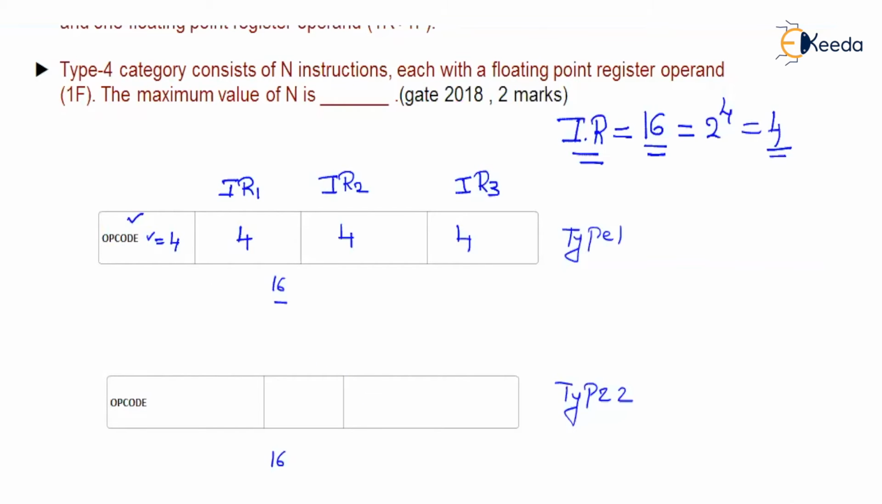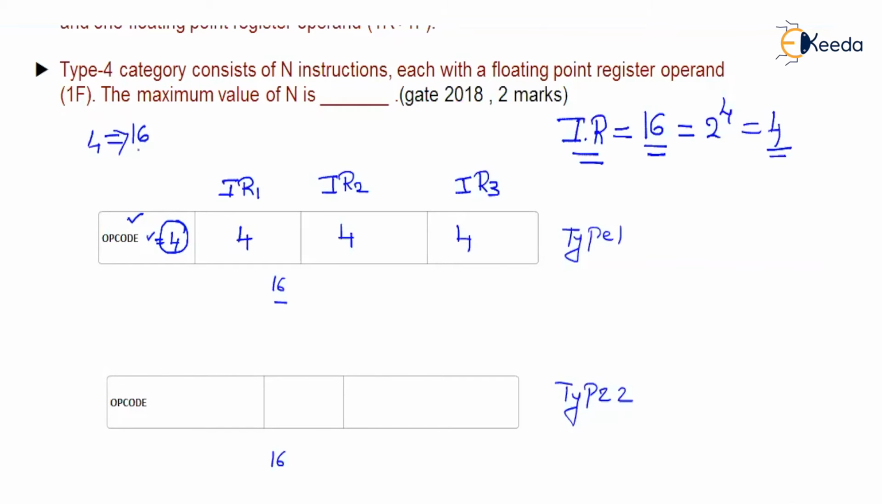These 4 bits, as you know, will give us 16 combinations. But are we using all the 16 combinations?